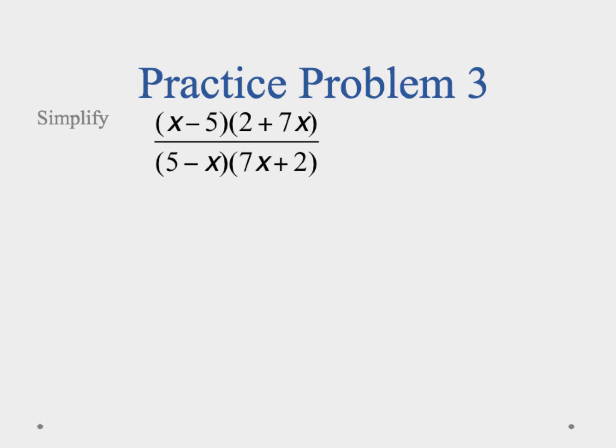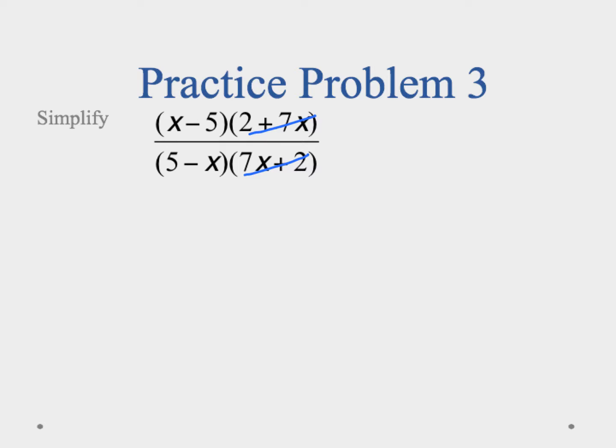Practice problem number 3. Simplify (x minus 5) times (2 plus 7x) over (5 minus x) times (7x plus 2). So first I see 2 plus 7x is the same as 7x plus 2. So those cancel out. Now I have x minus 5 divided by 5 minus x.